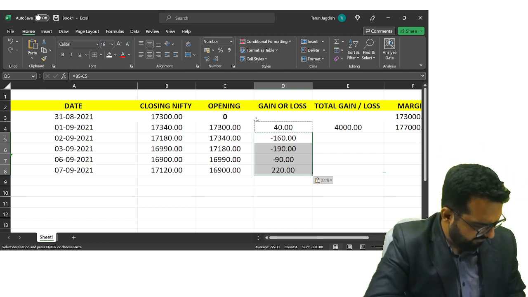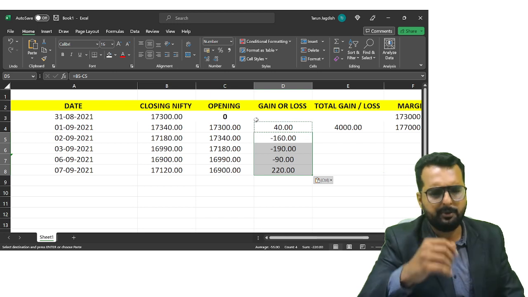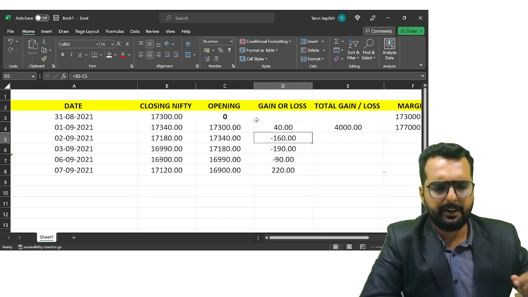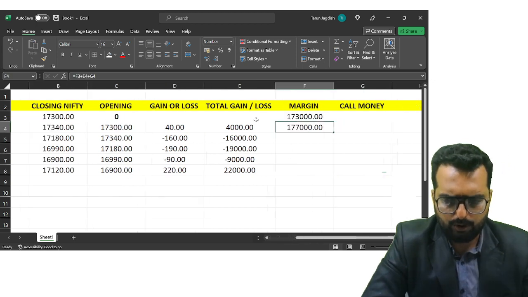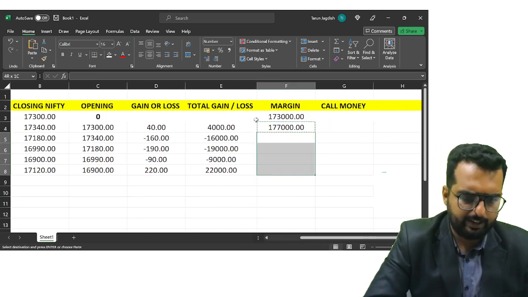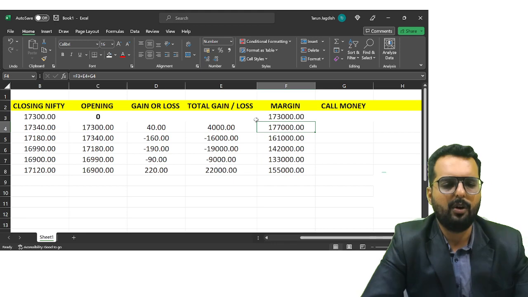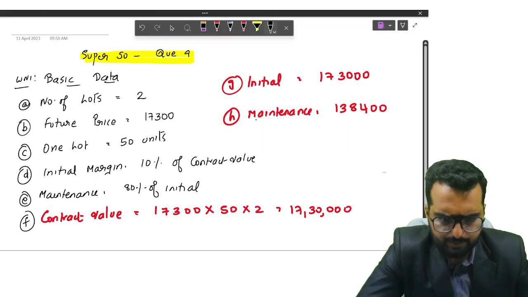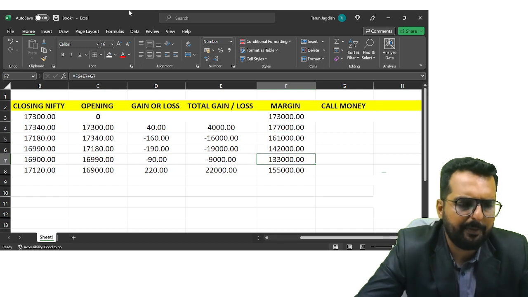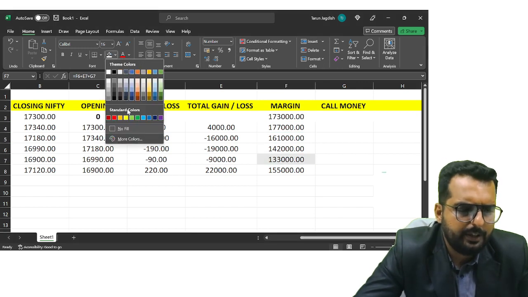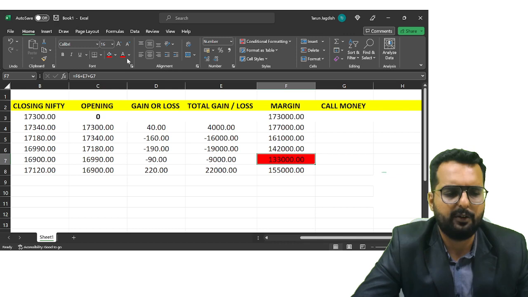Sorry friends, I just copy pasted it down. So now here it's a loss. From this I can find out the total loss. From the total loss I can go and put the margin balance also. How much is the maintenance margin, friends? 1,38,400. Is it going below 1,38,400 anywhere? Yes. Over here it is going below 1,38,400.